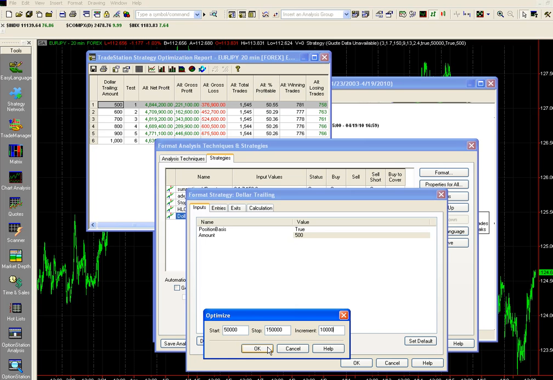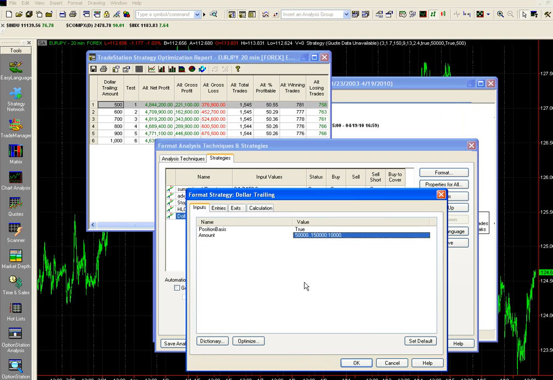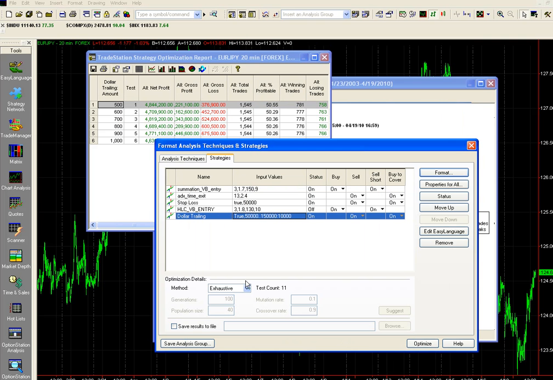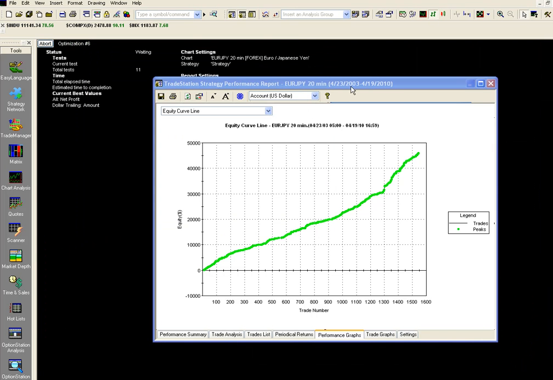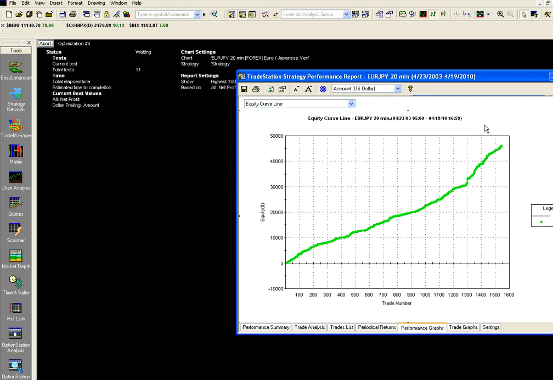That's what I did wrong. That's how that happened. It makes sense to me now. So now we're going to re-optimize. There's only 11 tests, but I'm going to see what happens now, and we should get a more realistic looking equity curve.